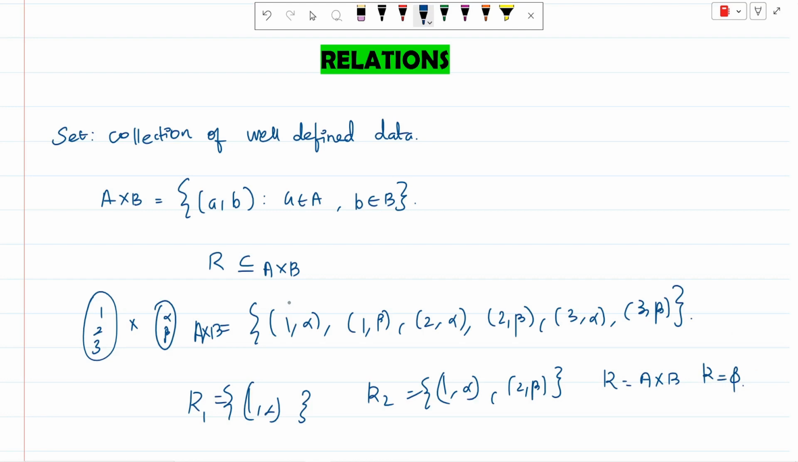Relation is nothing but a subset of A cross B. A cross B is called as a Cartesian product. Cartesian product means multiplication of sets. So we should know what a set is, a collection of well defined data. Okay, so next we are moving on to types of relations.